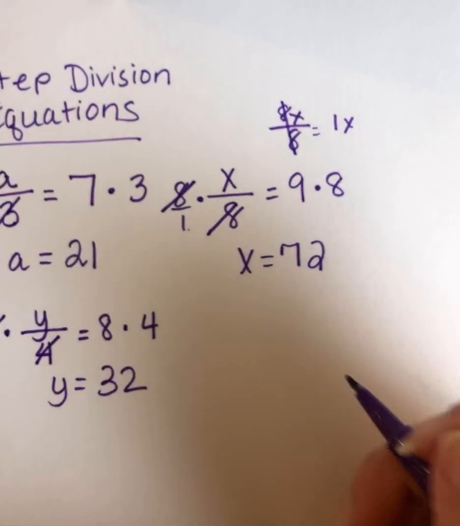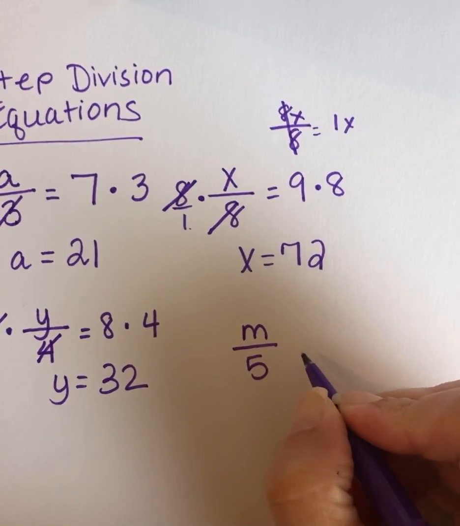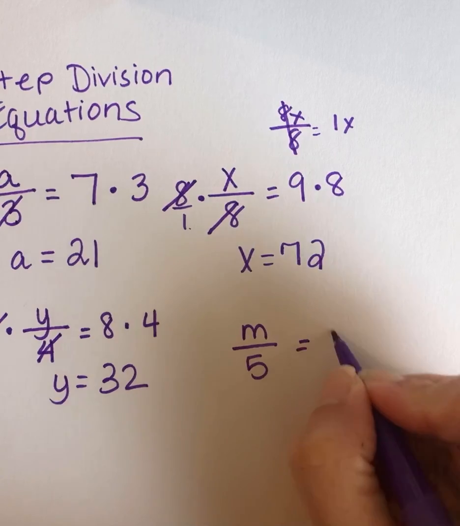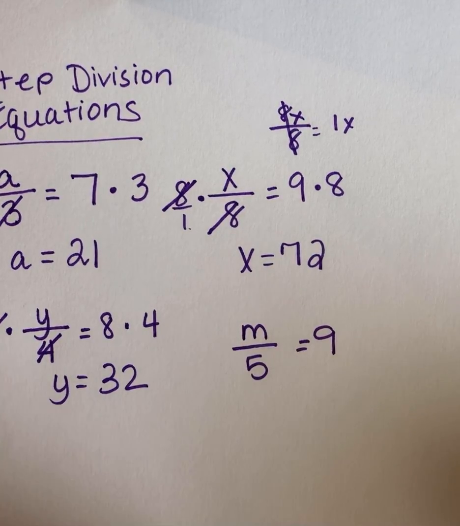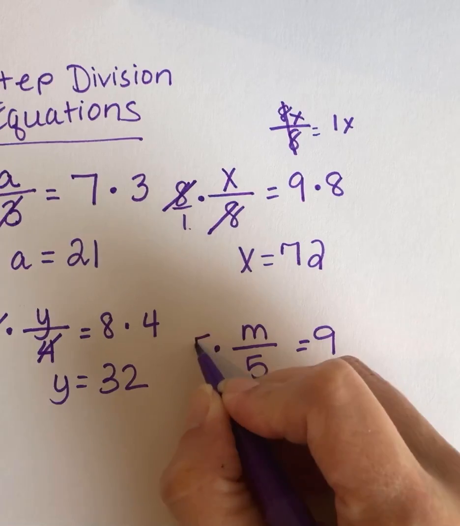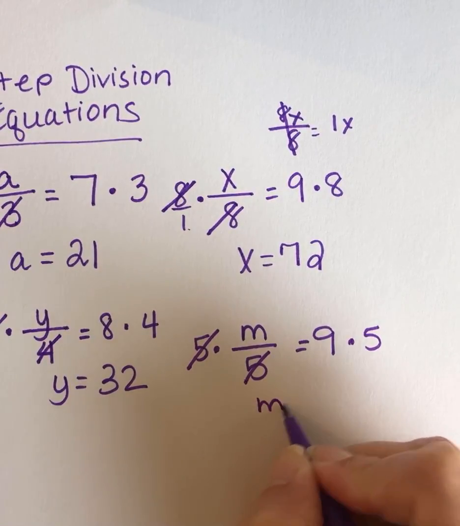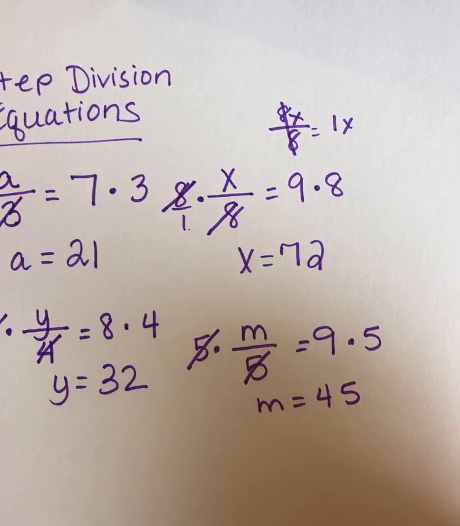All right, here's another one I want you to work. You hit pause, then you work it. m divided by 5 equals 9. So go ahead and hit pause and work it. All right, so you should have done the opposite of dividing by 5 and multiplied by 5 on both sides. So we cross those out and m equals 45.